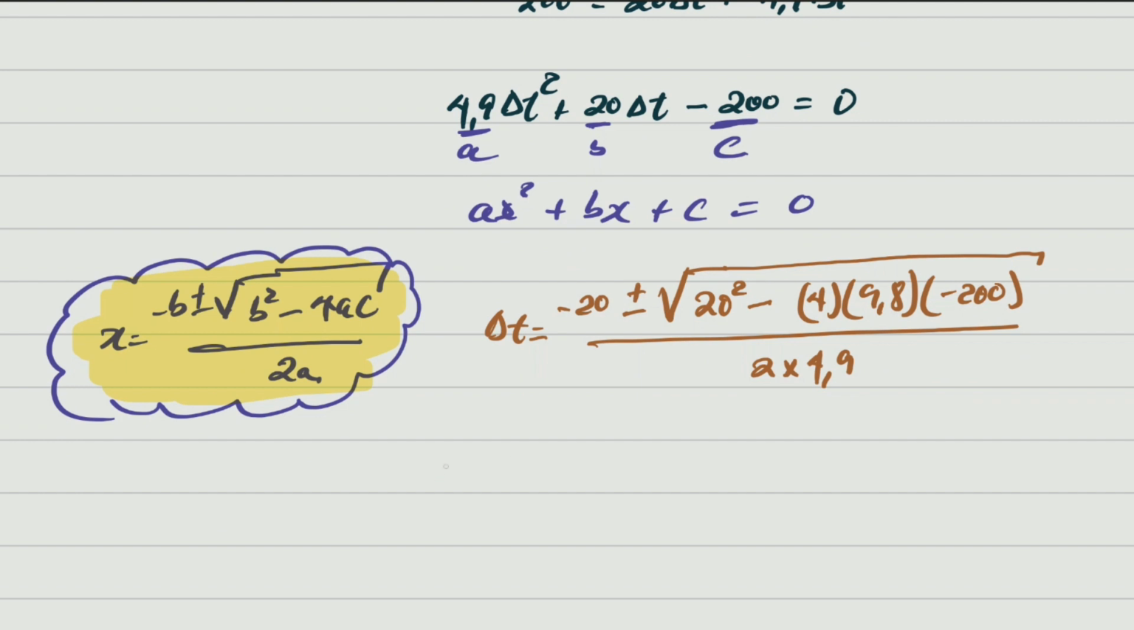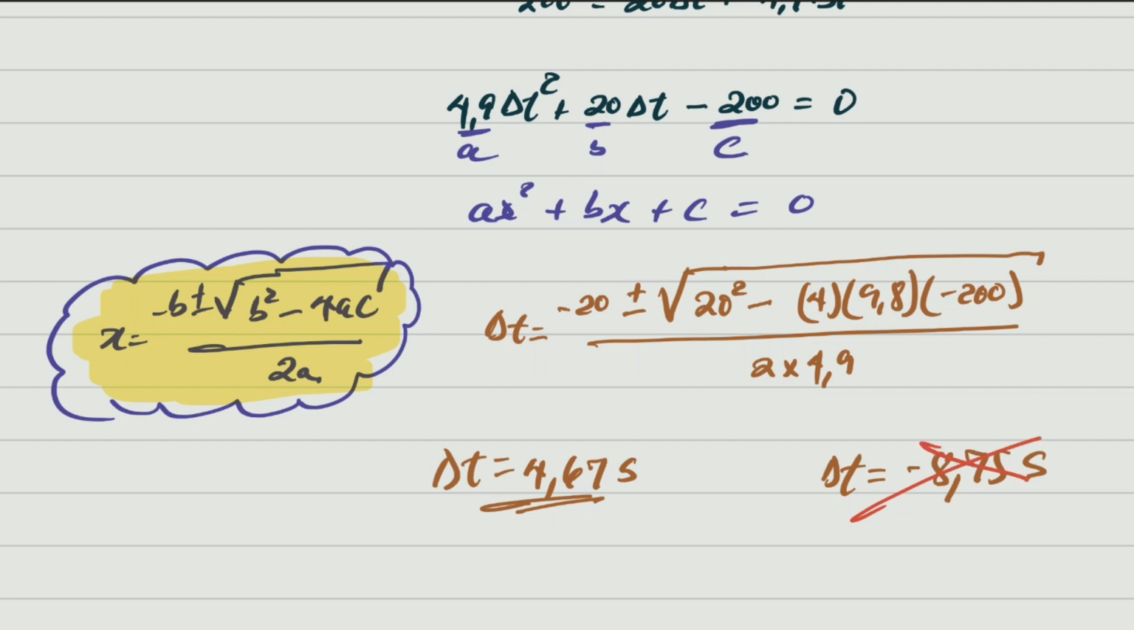Now, if you substitute the positive, the answer you will get is 4.67 seconds. And if you substitute the negative, then the answer would be equal to minus 8.75, but you cannot have negative time. So this answer is incorrect, and this one is the correct answer for the time. Guys, it's not too bad. It's not really that bad. So let's go to the next question.